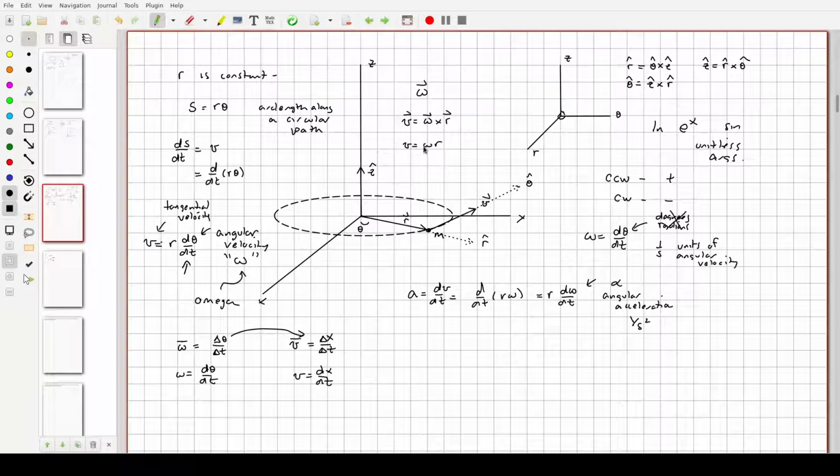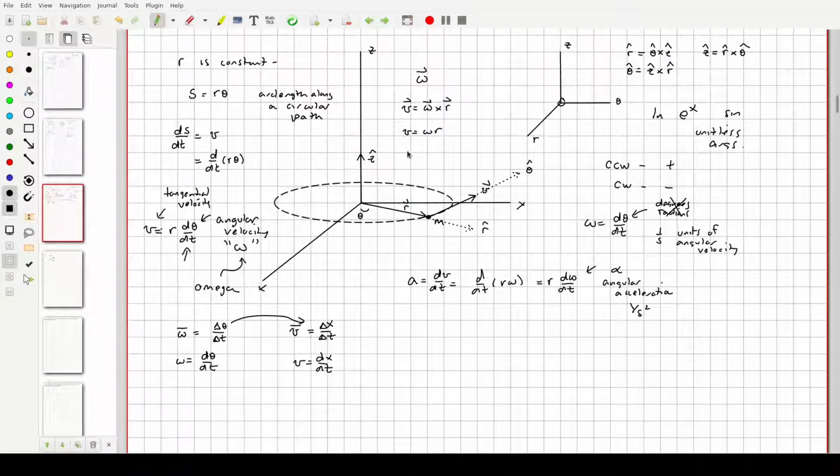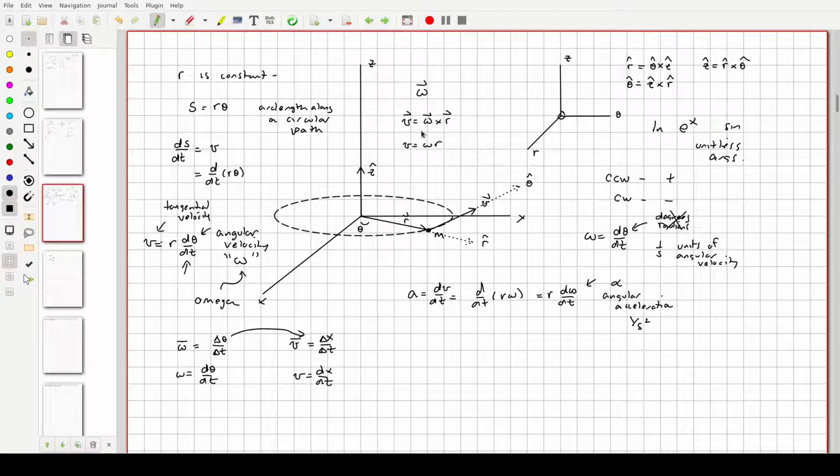Same thing here. Okay. So what that implies is if you look at this and you think of v as being along this direction, omega is along z. And sure enough, as drawn, positive omega is up, negative omega is down. Up, going counterclockwise, down, going clockwise.